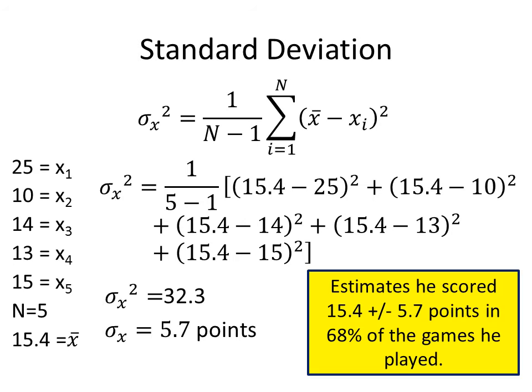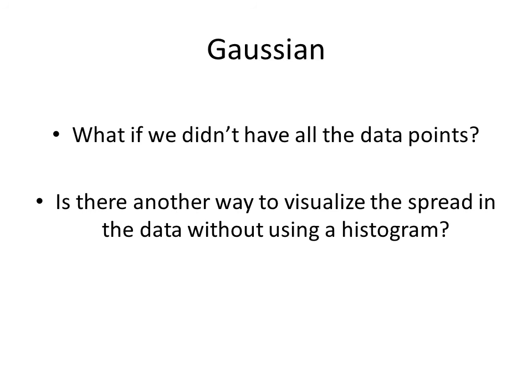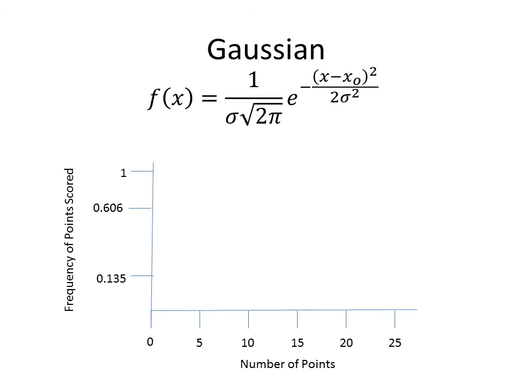It estimates that he has scored 15.4 plus or minus 5.7 points in 68% of the games that he has played. Let's say we didn't have all the data points, but we just had the mean and the standard deviation. Is there another way to visualize the spread in the data without using a histogram? I probably wouldn't be asking if the answer weren't yes. For this, we plot a Gaussian.